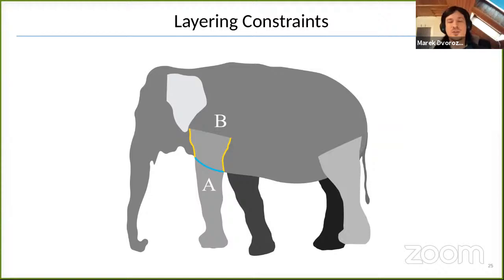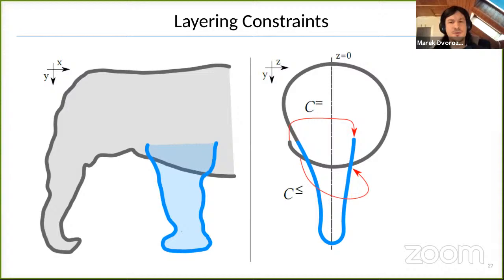Okay, so to resolve this, we introduce some other layering constraints. In this case, we know that leg A should be in front of the body B, and we know these conditions for all the parts. Basically, this is derived from the user input. And this is how the conditions may look from the side view. They may take a form of either equalities or inequalities. And basically, the ideal result would be to deform this initial inflation smoothly so that it also satisfies these conditions.